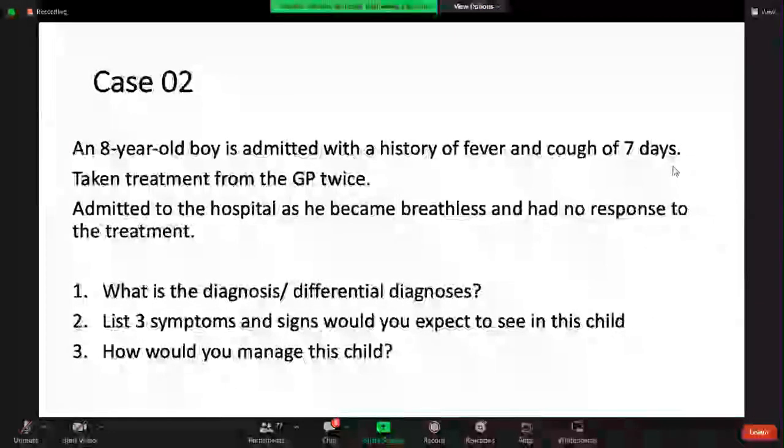So the same 3 investigations we did in bronchiolitis, but expecting different results. Like full blood count, we would expect to have high neutrophil levels, and chest X-ray, we would expect to see a consolidation.